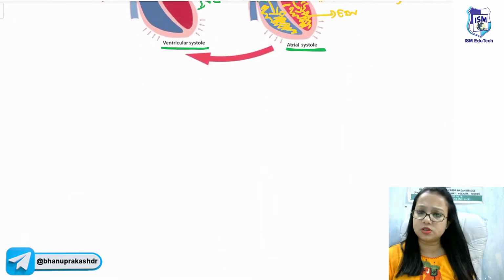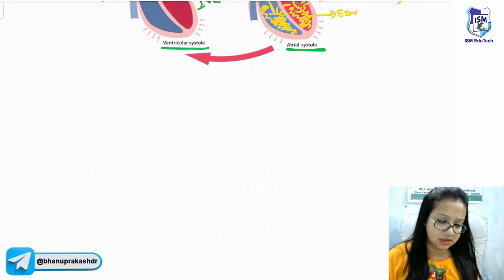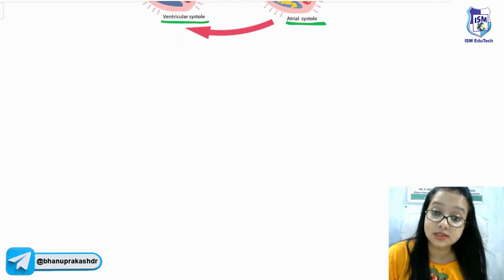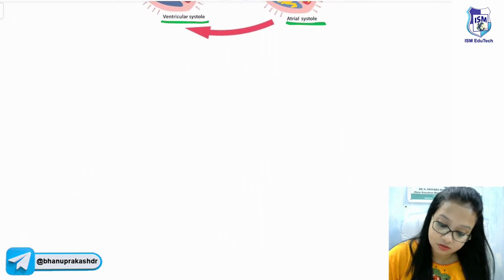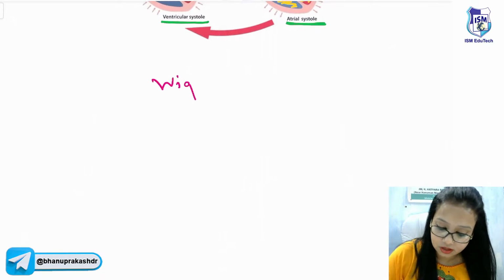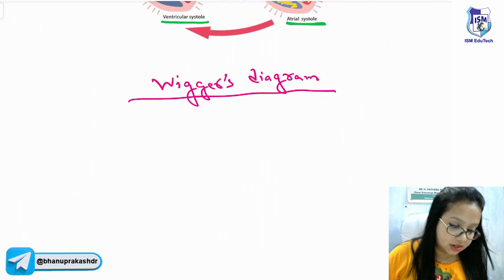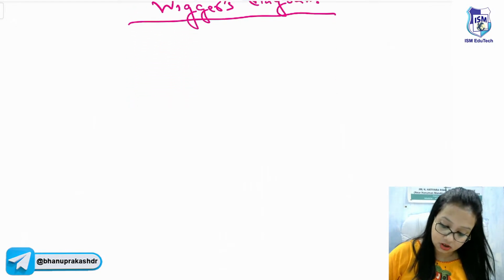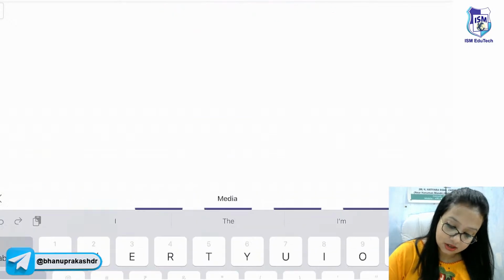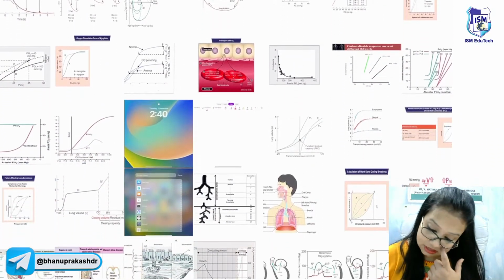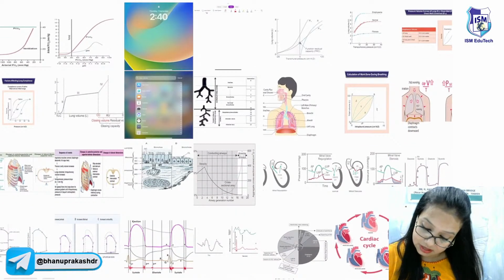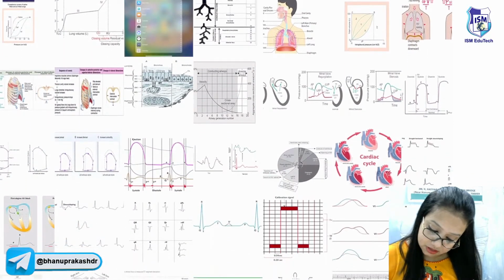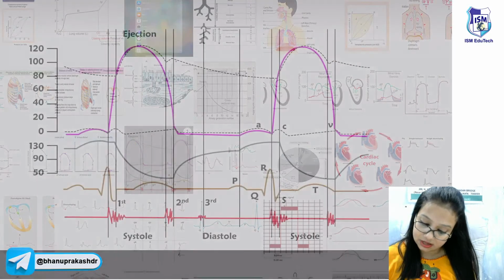Okay, now we have spoken so much about the increase in the pressure, change in the pressure. Now let's understand the very important diagram, which is the Wiggers diagram. Just get oriented to and understand what is Wiggers diagram, because it is totally related to the changes in the pressure that is happening in the heart during the event, which is contraction and relaxation.